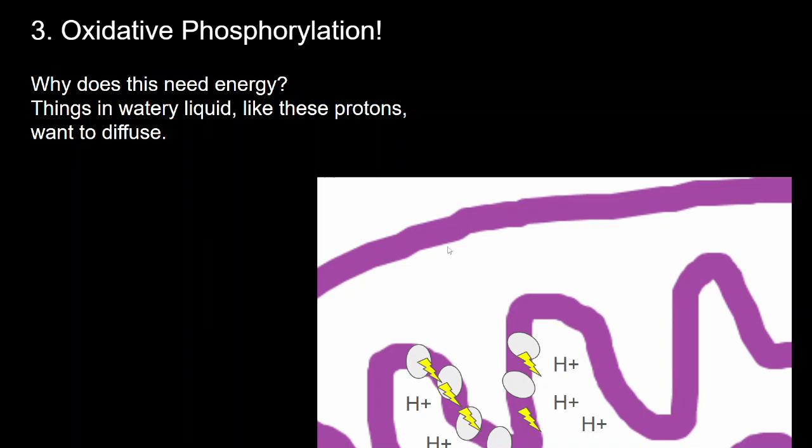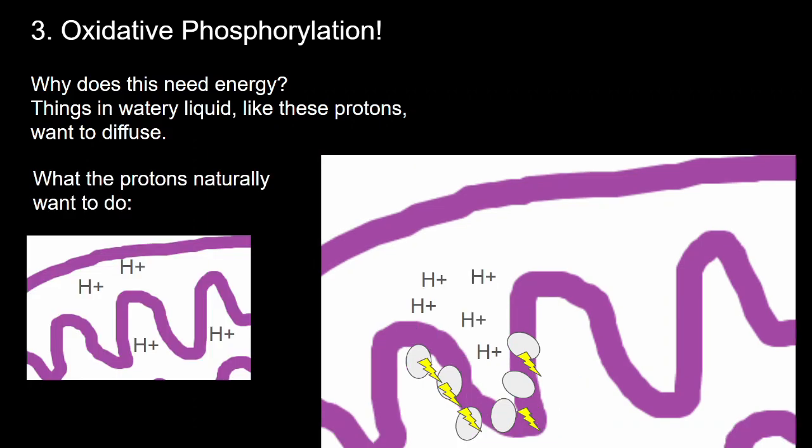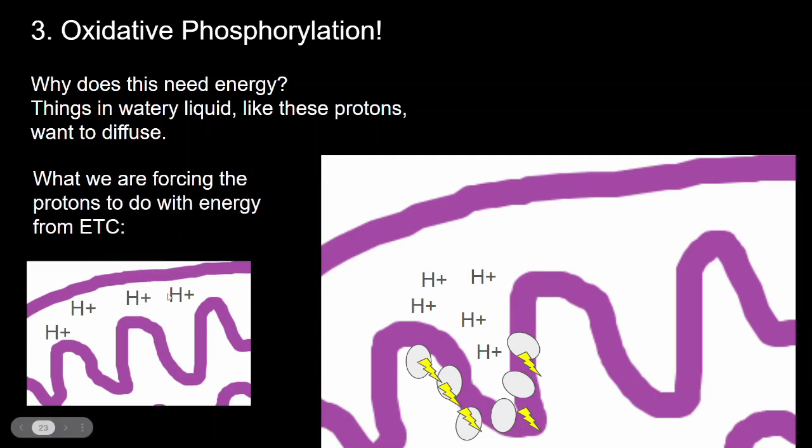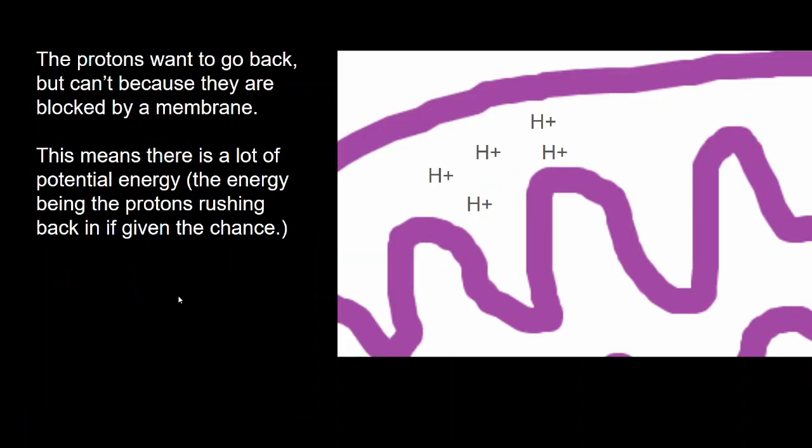Now, why would this require energy? I want you to remember that basically everything inside a cell, every space like this, is really just liquidy substance where particles can float around. Protons in a watery liquidy substance just want to diffuse. Naturally, the protons want to be about even on either side of the membrane. But what we're going to use our energy to do is force them all onto one side. And because the protons don't want to do this, it requires energy to make this process happen.